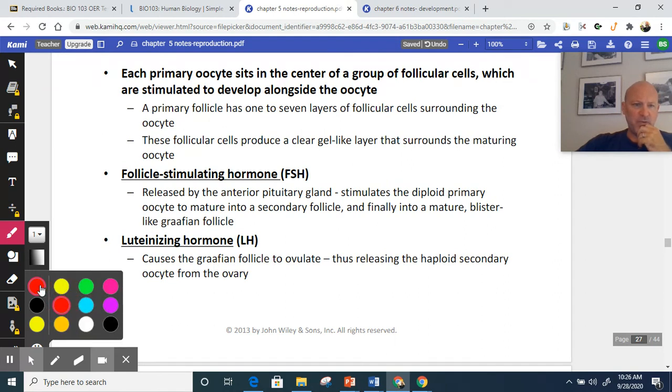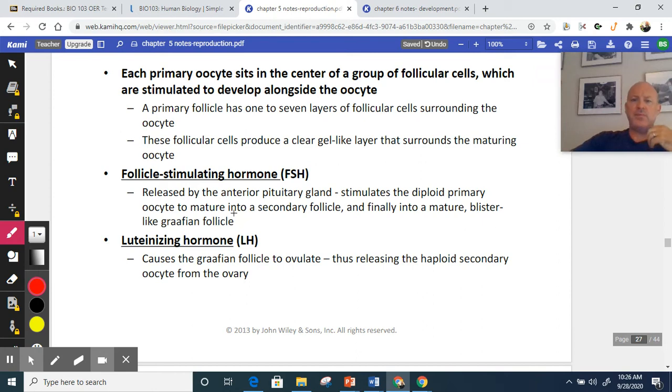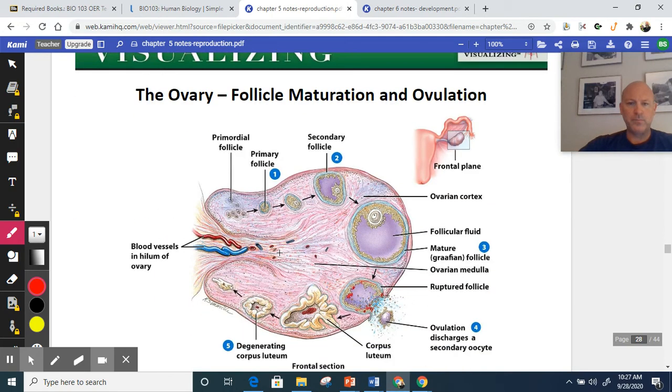So follicle stimulating hormone, like I said, is released by the anterior pituitary. All right. And this is stimulating the oocytes to mature into these large Graafian follicles. All right. That will then adhere to the edge of the ovary and allow that egg cell to be released into the fallopian tube. Luteinizing hormones are the hormones that are actually causing the Graafian follicle to ovulate, releasing that egg cell from the ovary.